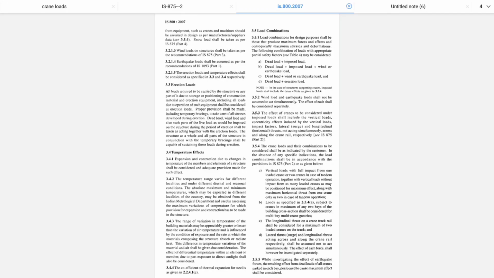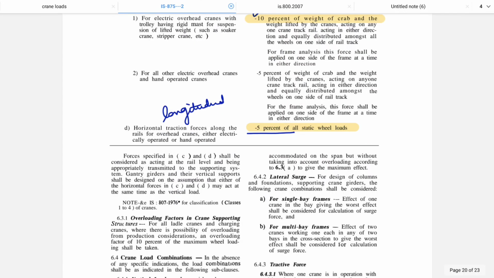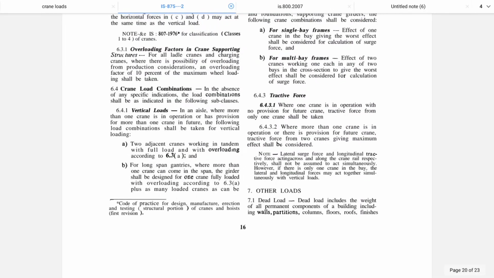Okay, it is not given here. They are only mentioning that see IS 875 part 2. So we are already referring to IS 875 part 2. So this covers 5% of static wheel loads and 10% of weight of the crab. So this is important. We must note down only these two things. This is on page number actually 16.